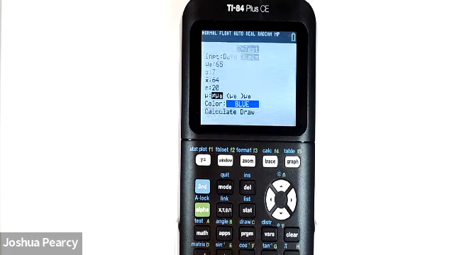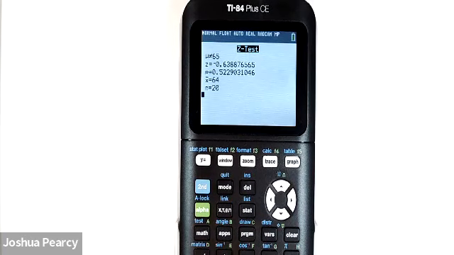Go down to calculate. It tells you the corresponding z-test statistic, the p-value. It tells you everything you need to know.